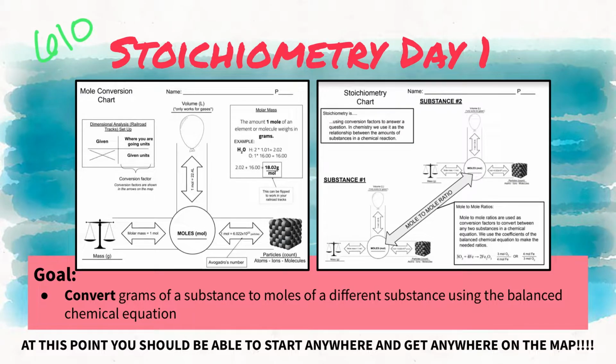Hi everyone, it's Mrs. Summer here to talk about lesson 610, Stoichiometry Day 1. The goal for this lesson is to convert grams of a substance to moles of a different substance using the balanced chemical equation. So at this point, you should be able to start anywhere on this map here and get to anywhere else on the map using conversions that you know.